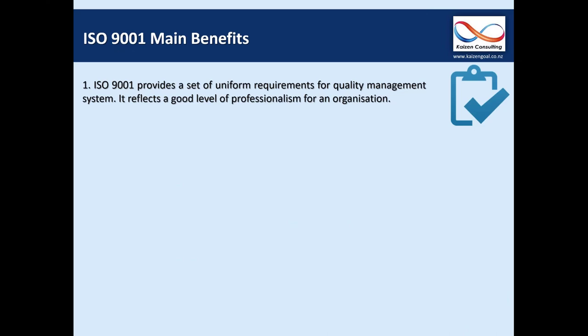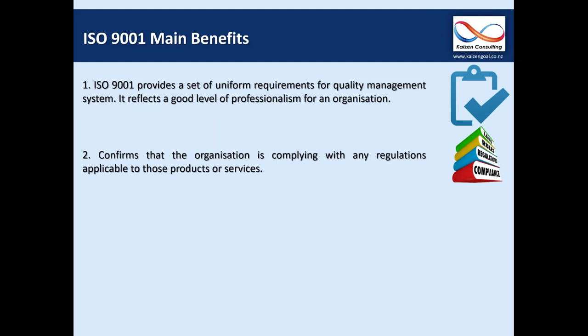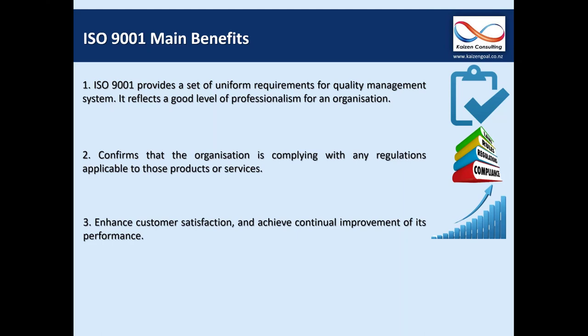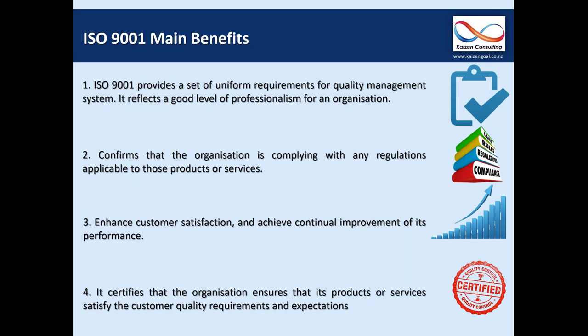All right, so ISO 9001 main benefits. I've categorized them into four. ISO 9001 provides a set of uniform requirements for a quality management system. It reflects a good level of professionalism for your organization. It also confirms that your organization is complying with any regulations applicable to those products and services. It enhances your customer satisfaction and achieves continual improvement of its performance. It also certifies that the organization ensures that its products and services satisfy the customer quality requirements and expectations.